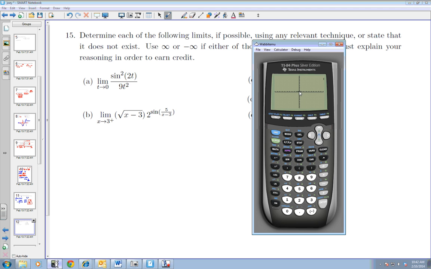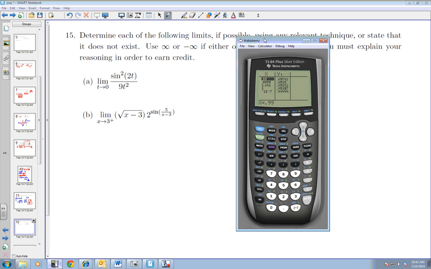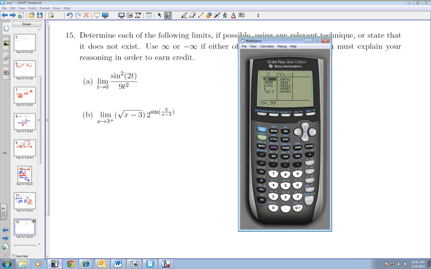Well, it's really hard to see, okay? So since he says you must explain your reasoning in order to receive credit, I would choose two numbers really close to 0 on the left, two numbers really close to 0 on the right, and then make the table like we did in those first few problems. So on the left of 0, I'm going to put negative 0.001 and negative 0.0001. And then from the right, I would put 0.01 and 0.001.